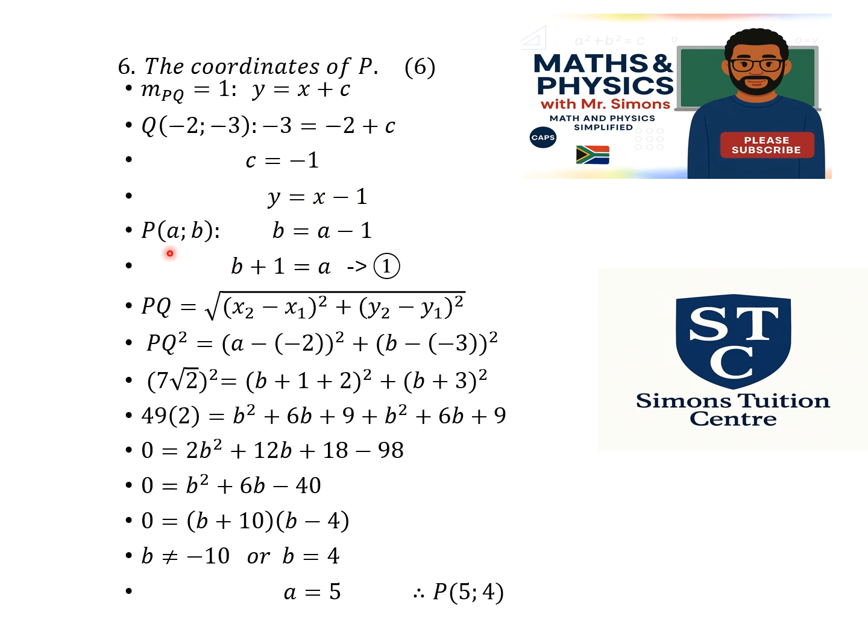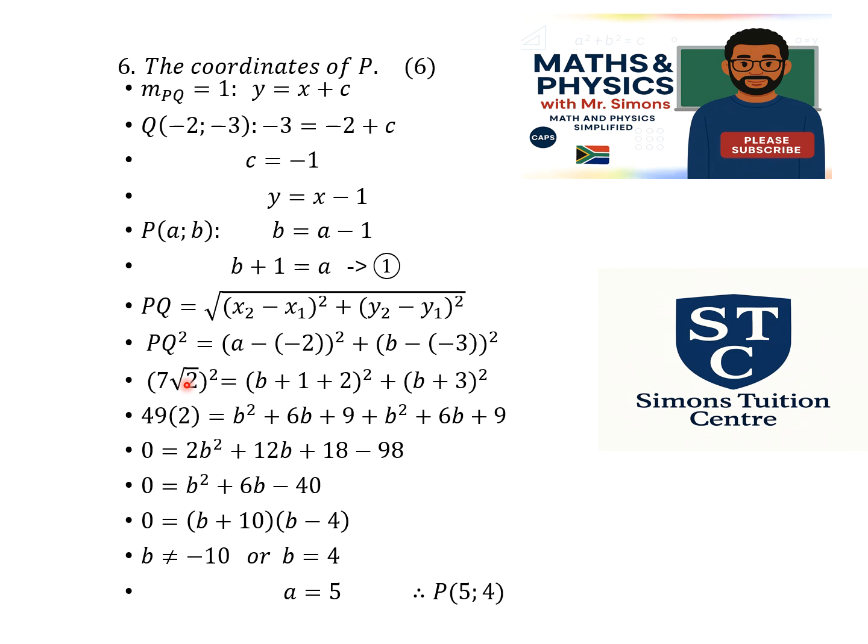Substitute the coordinates of P in, which is (a, p). This states that my y there is p when my x is a. Make a the subject of the formula. If I take 1 across, a equals p plus 1. So that's my equation 1: a equals p plus 1.